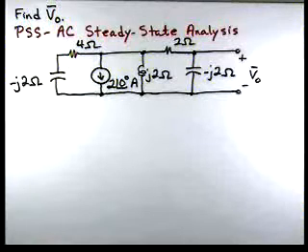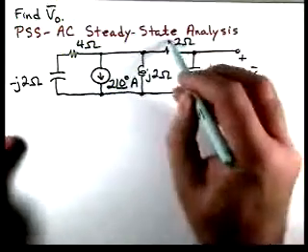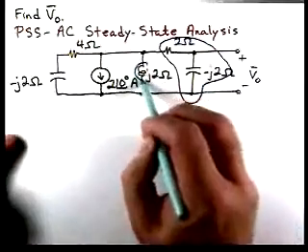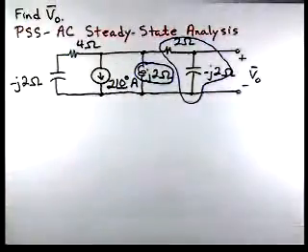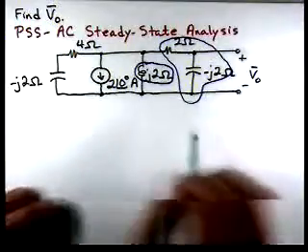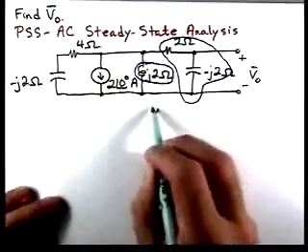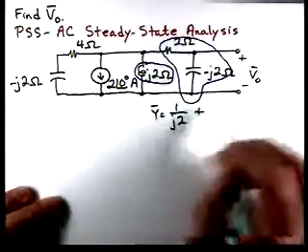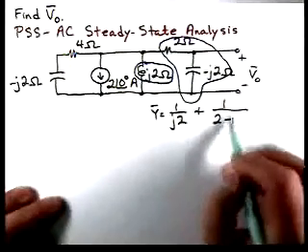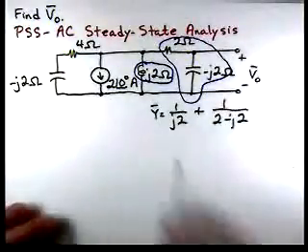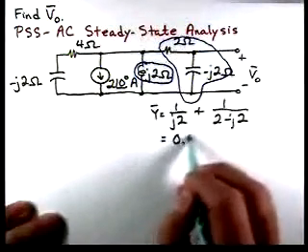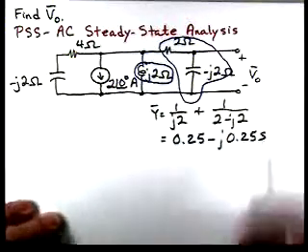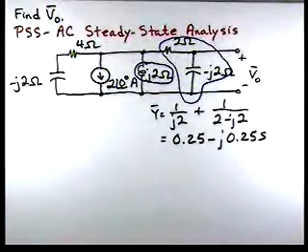Let's start. We've got a couple of impedances in series here, and they're going to be in parallel with this impedance. So let's calculate an admittance Y. It's a parallel combination of those. So Y is 1 over j2 plus 1 over 2 minus j2, and that's 0.25 minus j0.25 siemens.